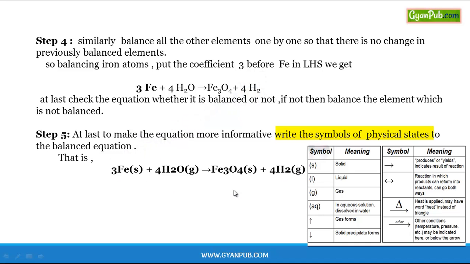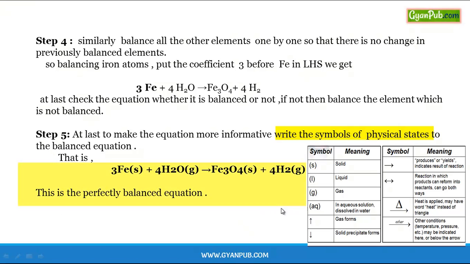So the equation here is more informative. We can say that solid iron when reacted with gaseous water gives rise to solid ferric oxide plus hydrogen, which is a gas again, and here it is totally balanced and it is a perfectly balanced equation. So balancing the equation using these steps makes it easier.